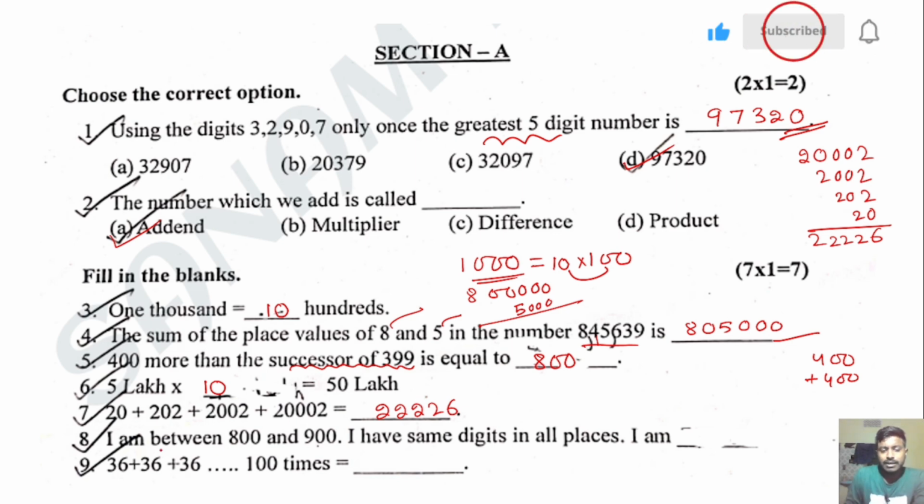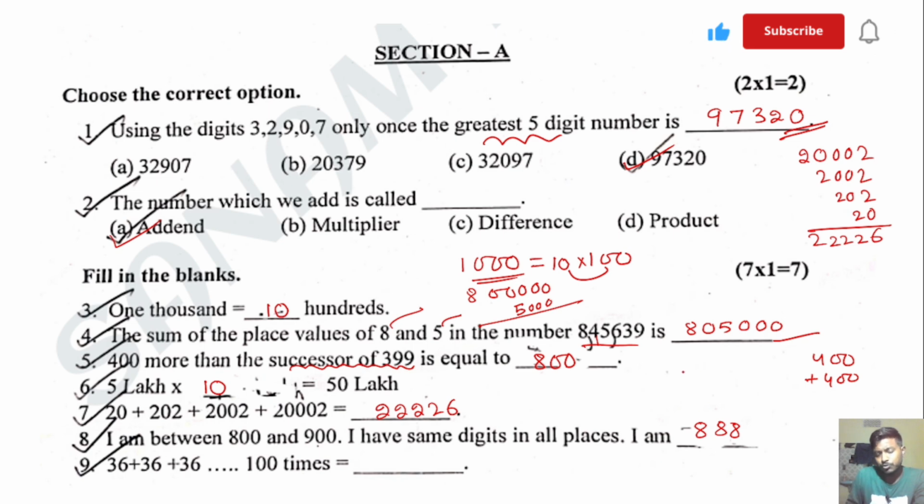Okay, now next question, question number 8. I am between 800 and 900. I have the same digit in all places. So correct answer is 888. Yes or no?